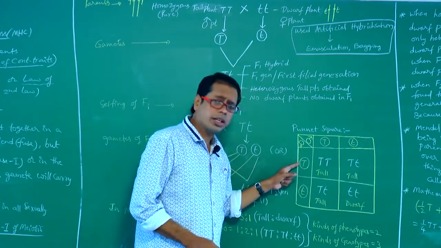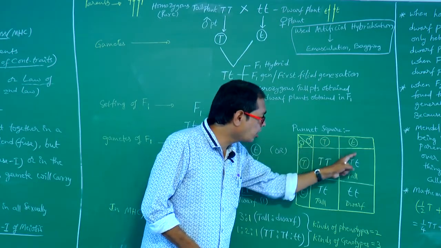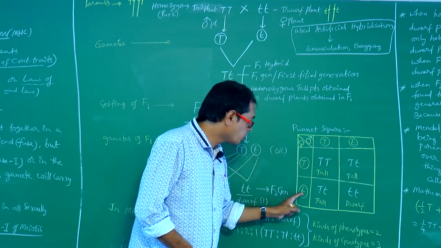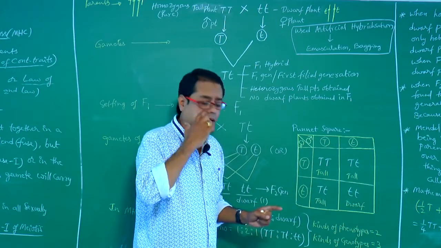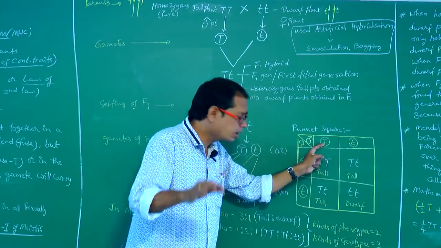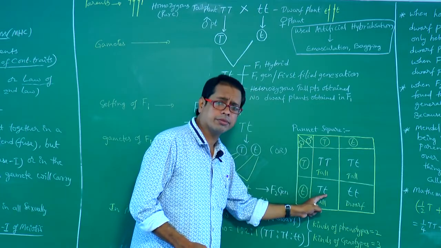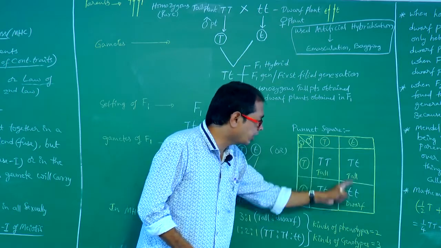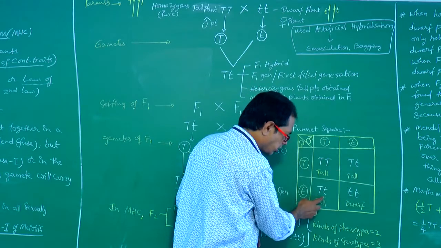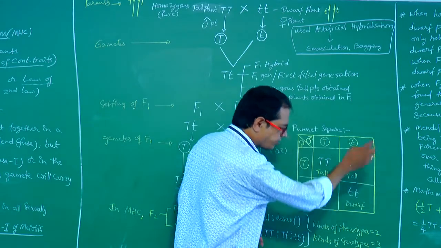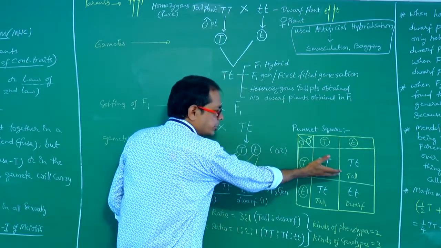Crossing capital T, capital T. Capital T, small t. Next, small t, capital T. In other words, capital T, small t. Both are equal, small t, capital T or capital T, small t. Capital T, small t I have written. Right, small t, small t. What is the phenotype? Tall, tall, tall. It is dwarf. So you may follow this method or this method.